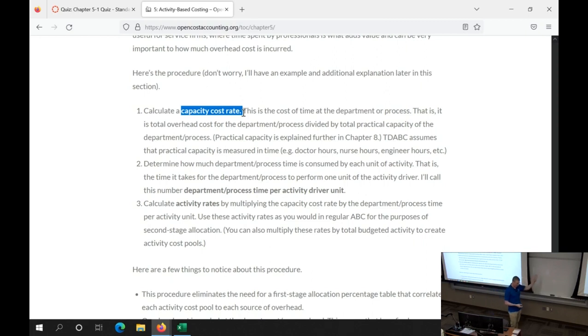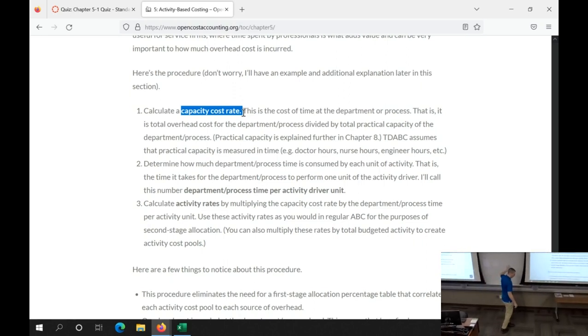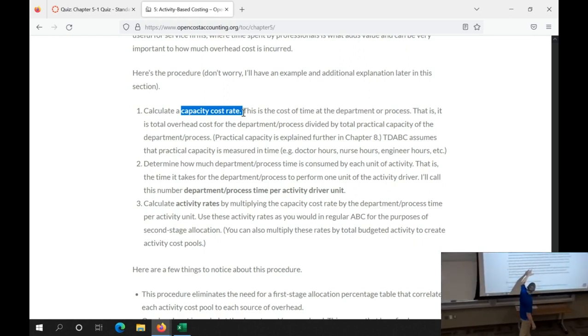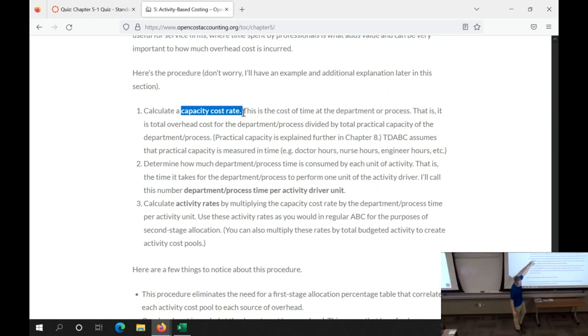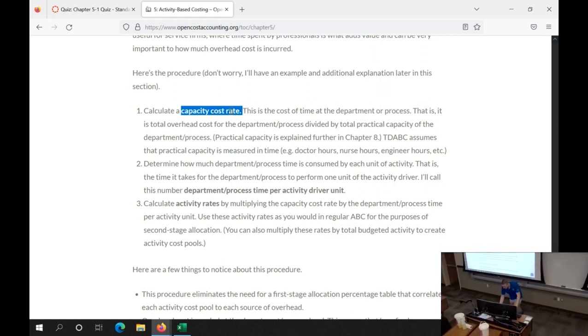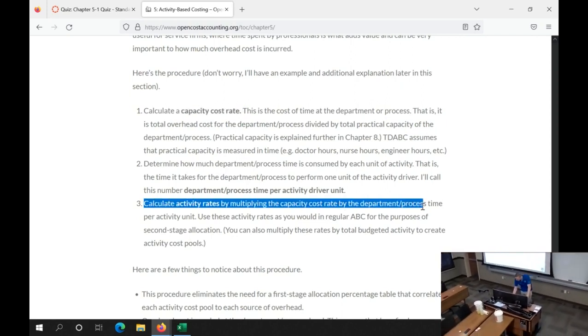So let's say we have 3 activities. Instead of saying, well, it's going to consume 10% of this GL category and 20% of this other GL category, like we do in the percentage weight table traditionally, we just need one number. We just need to say, of the constrained amount of time, this activity consumes this much. And we're going to charge it based on the capacity cost rate. We're going to charge the activity, and that's going to fill up the activity's activity rate. So calculate activity rates by multiplying capacity cost rate by the department or process time per activity.